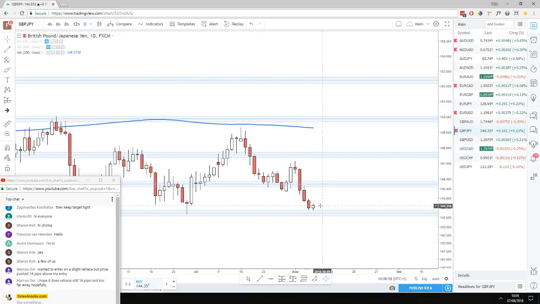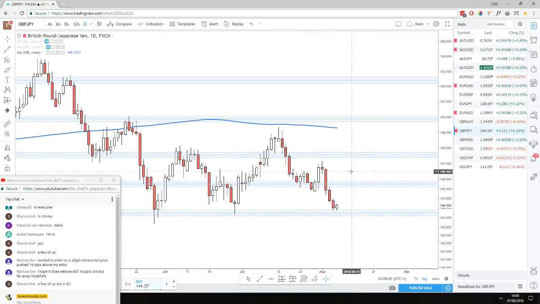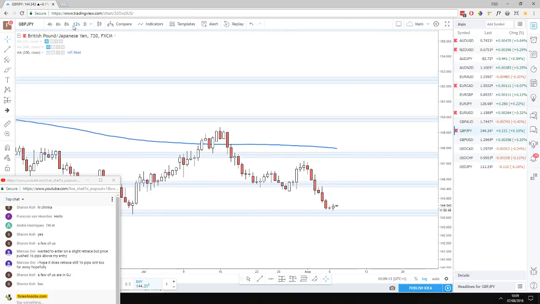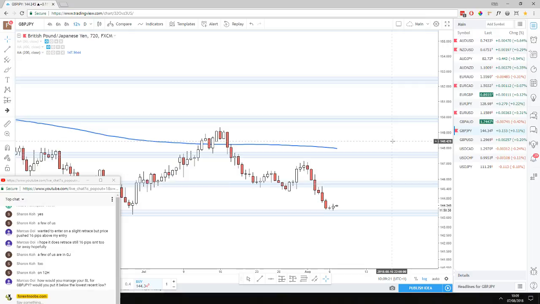I'm going to wait for this daily candle to close and then see if I can get in on a trade. Risk to reward ratio doesn't look like it'll be that great, but I'm sure we can make it work. Perhaps enter on a retrace, something like that. A few of you are in it too. I assume you entered on the 12-hour. That's fine too. I think I'm going to wait for the daily personally.